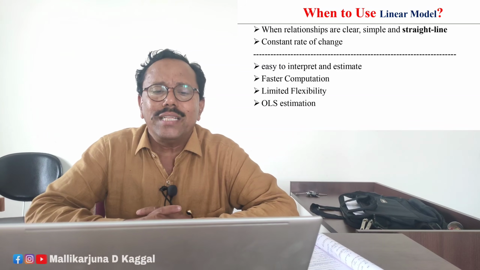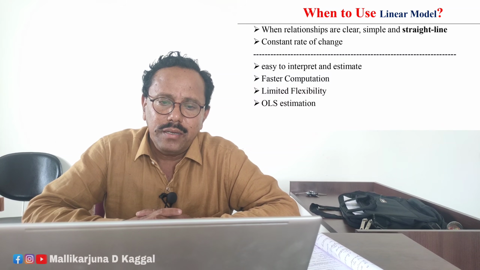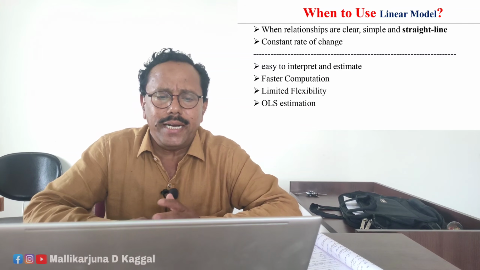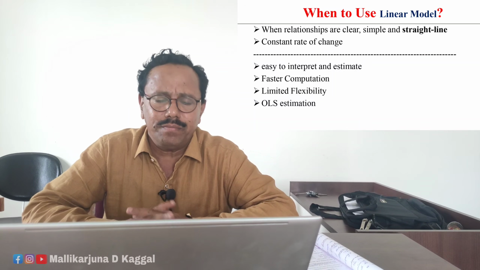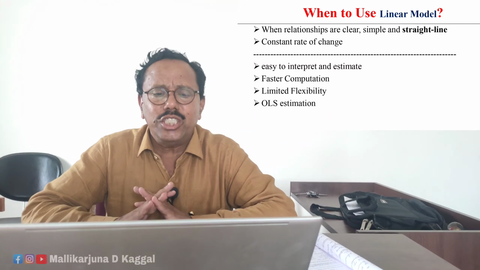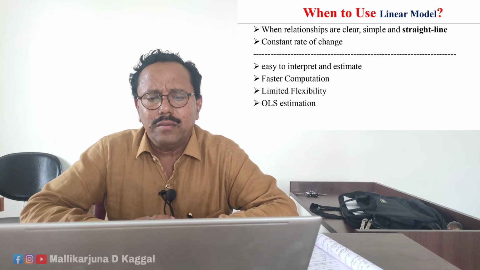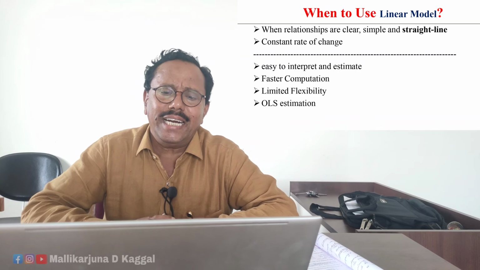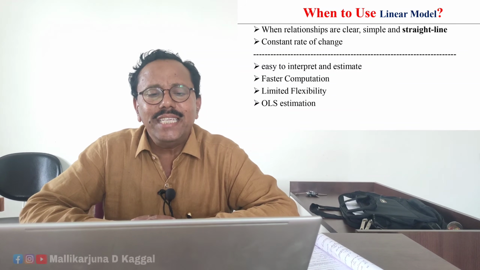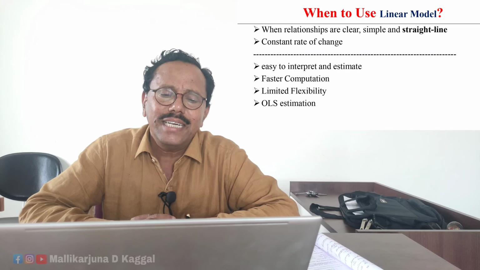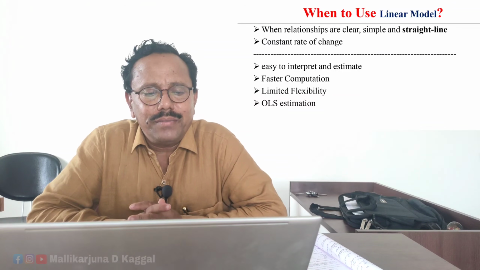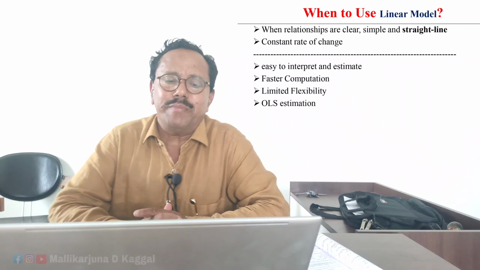Now the question comes, when to use a linear model. This is very important. When the relationship among the variables, that is between dependent and independent variables, is very clear, simple and a straight line, we use a linear model. That is, a proportionate change in the dependent variable due to a change in the independent variable. Looking at the characteristics of a linear model, it is easy to interpret and estimate.